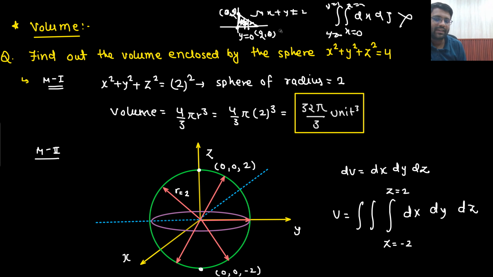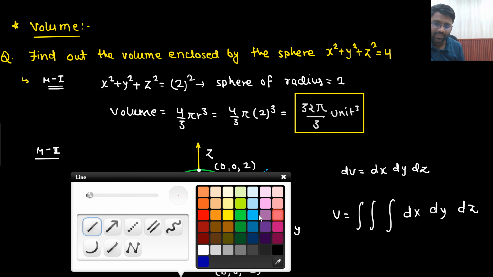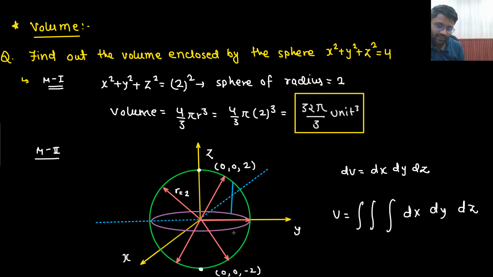So a similar thing will happen here as well. You need to take a strip. Z going from minus 2 to 2 will be wrong. No, we have to take a strip, because z is a function of x comma y. So again you take a strip here, in this manner.